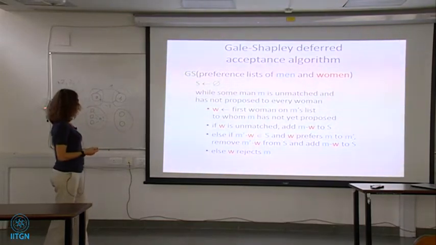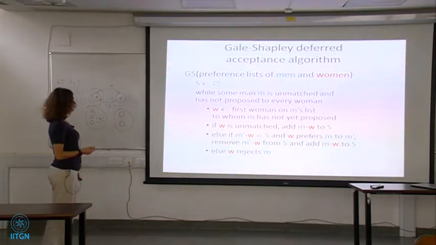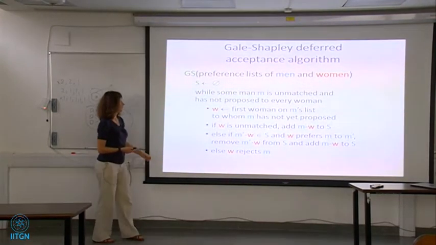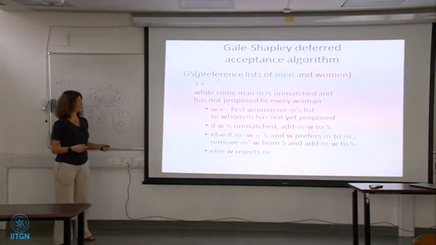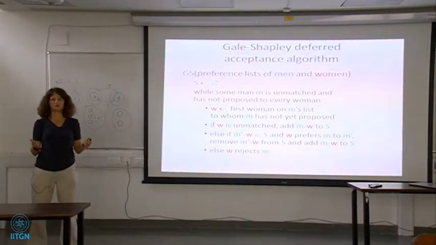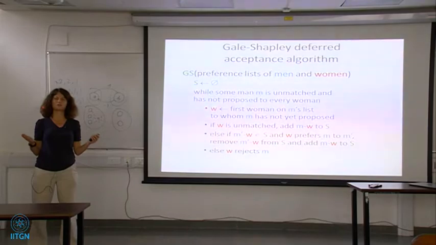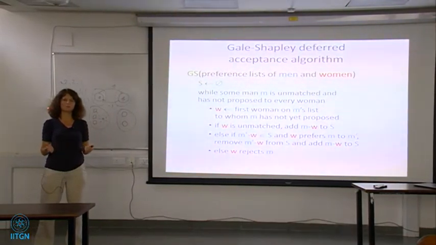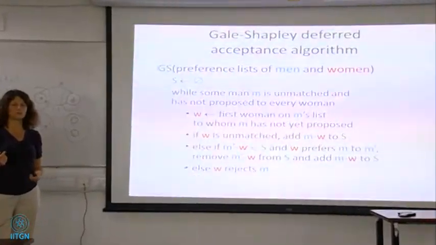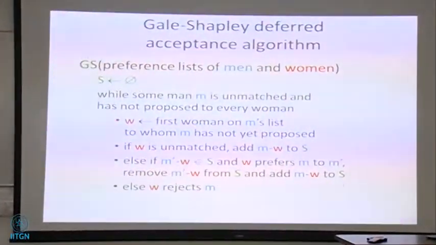Okay, so that's the algorithm, and we stop when this while condition is no longer satisfied, right? So if we don't have an unmatched guy who hasn't yet proposed to every woman, right? So we can stop when there are no unmatched guys, or we can stop if there is an unmatched guy who already has proposed to every woman, and so every woman rejected him. Okay, so that's the description of the algorithm.